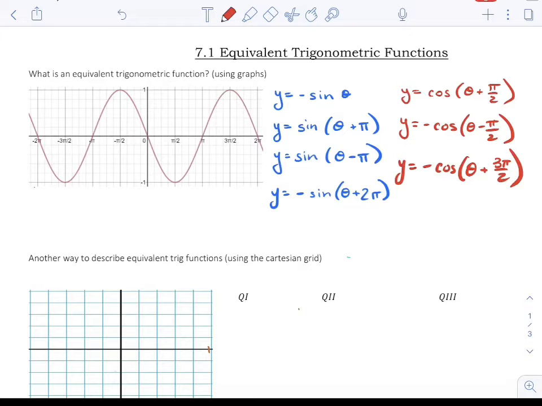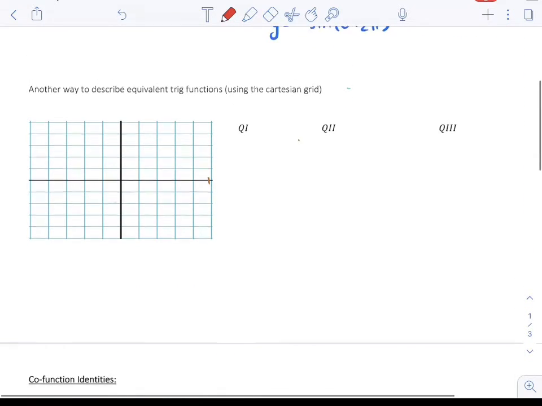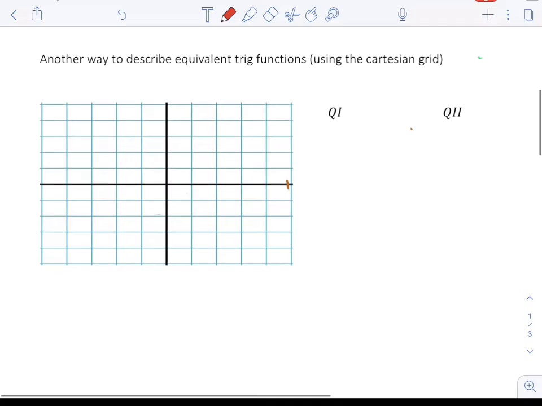How else can I get equivalent equations? Well, another way that we can think of finding equivalent equations would be looking at the Cartesian grid and using our principal arm and our terminating arm.